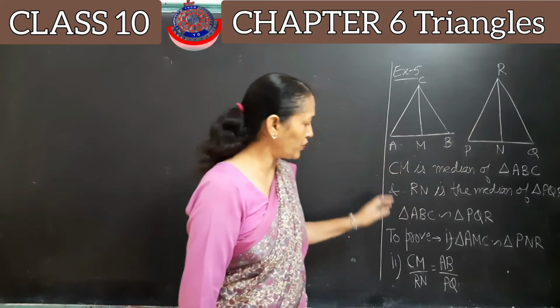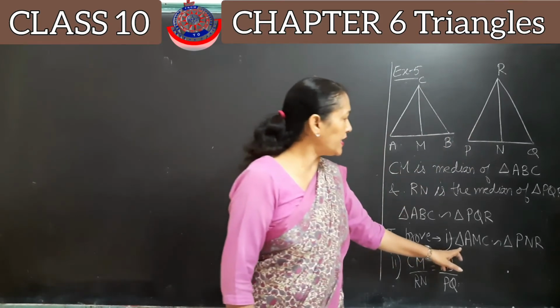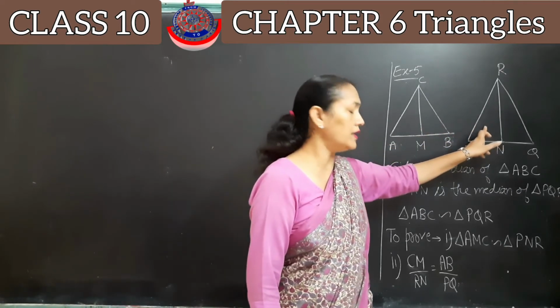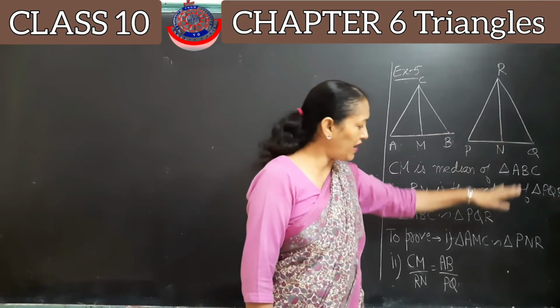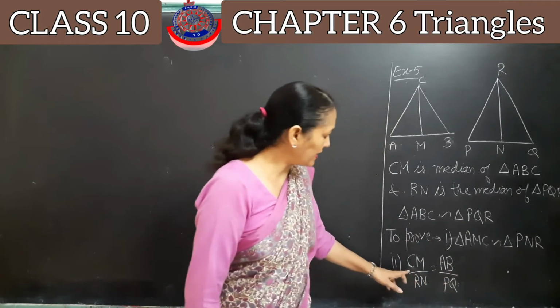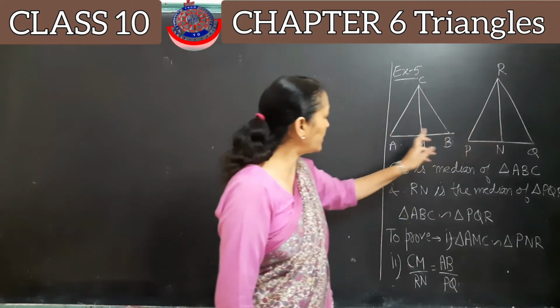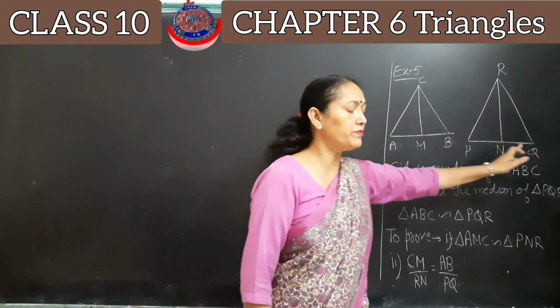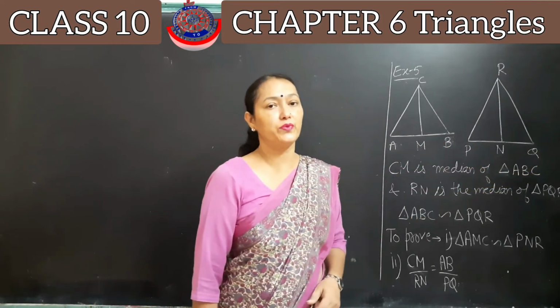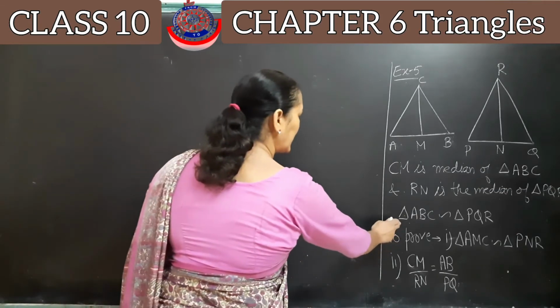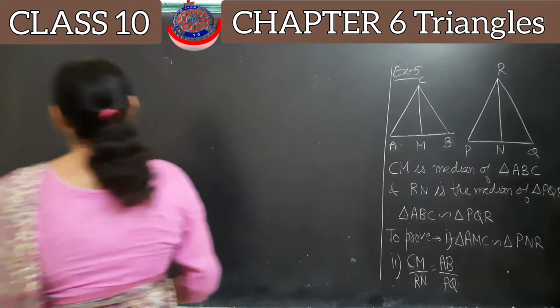They wanted us to prove triangle AMC is similar to triangle PNR, and after proving the similarity, they are saying prove that CM upon RN is equal to AB upon PQ. Let us start the proof. First of all, what is given to us is that triangle ABC is similar to triangle PQR.